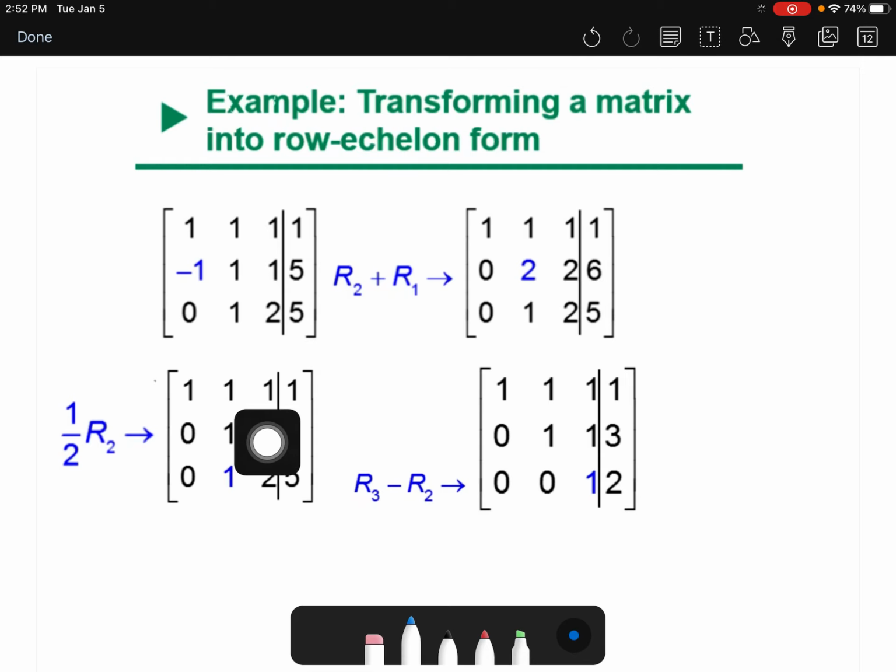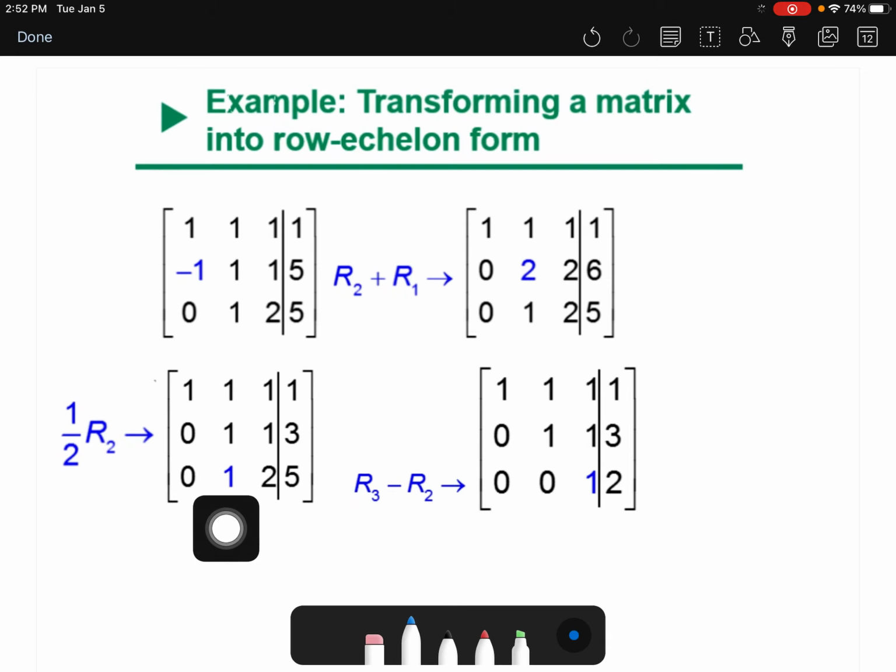So it says 1/2 times row 2. So you think, okay, I'm multiplying each one of these elements times 1/2. So 0 times 1/2 is still 0. 2 times 1/2 is 1. 2 times 1/2 is 1. And 6 times 1/2 is 3. Okay, so that's how we got that new row 2.